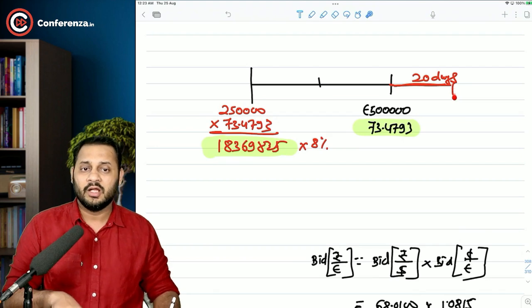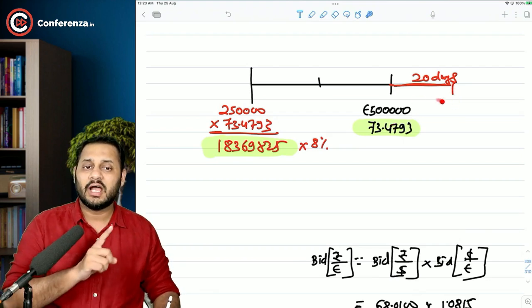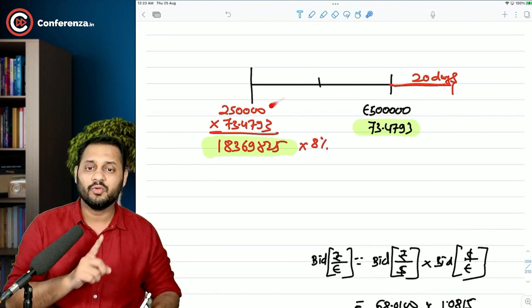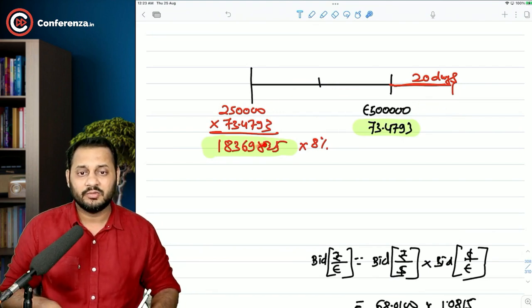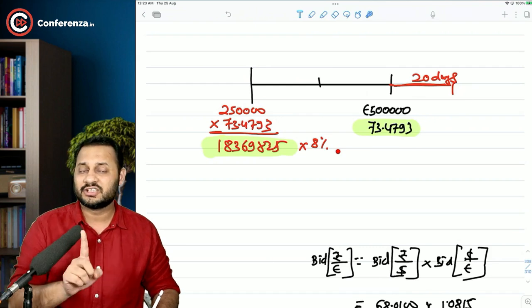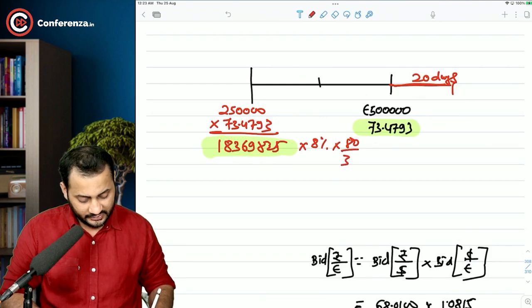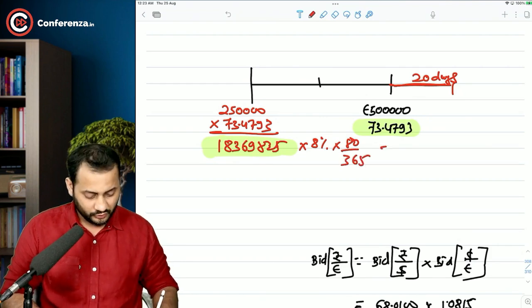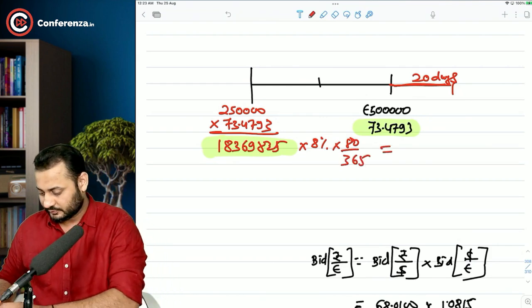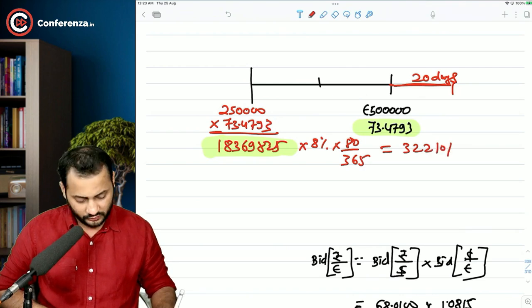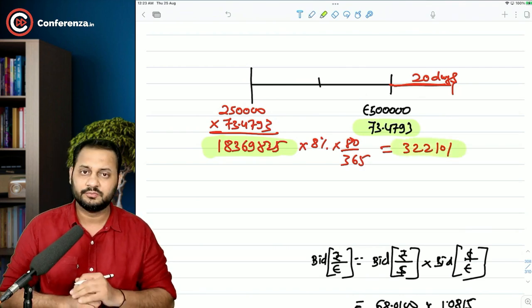So tell me, the cash flow that the bank would have given to you was after 80 days. But now you are asking for it at 0 time. So the interest will be charged for 60 days or 80 days? It will be for 80 days, sir. 80 divided by 365. So what will be the amount of interest? That's 322,101. Remember this one as well.